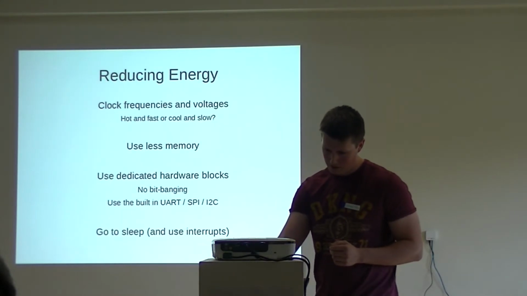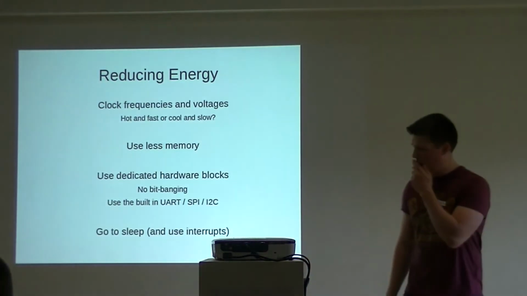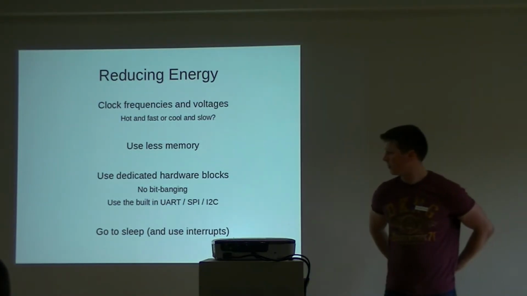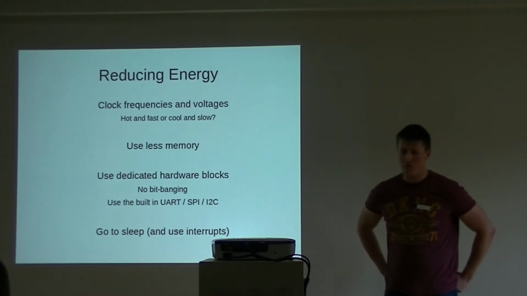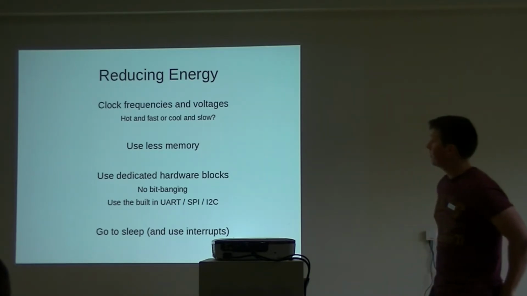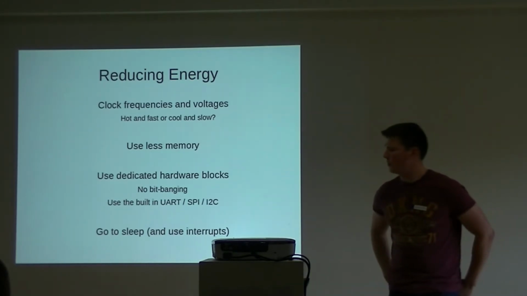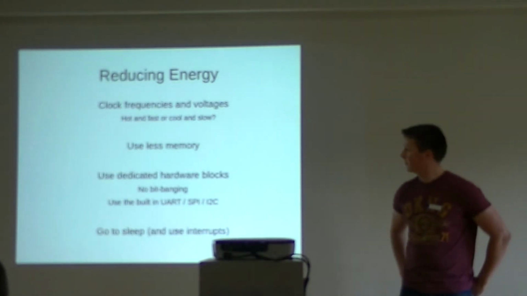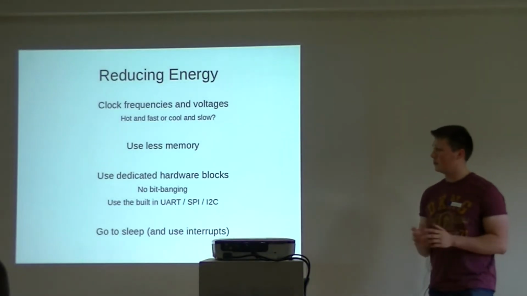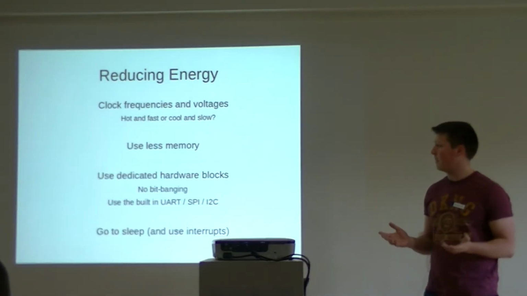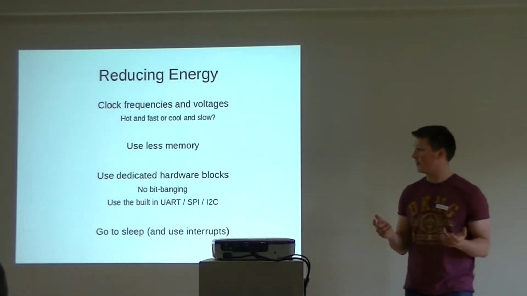Next, we'll go on to reducing energy. So this is partially based around my own research, partially based around just what we've seen happening. Changing clock frequencies and voltage. Is it better to run hot and fast or cool and slow? A lot of the time it depends on what you're doing. So for example, you have less leakage, your transistors are on for less time if you just run it very, very quickly. However, your peak power dissipation spikes up, so your chip gets very, very hot.